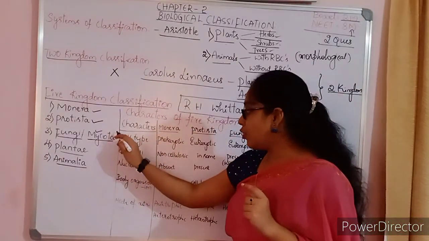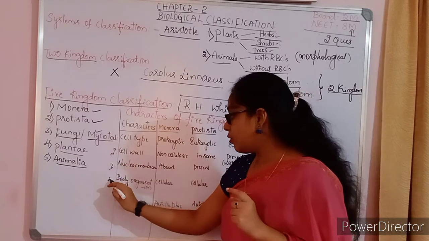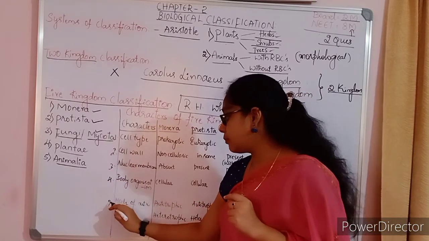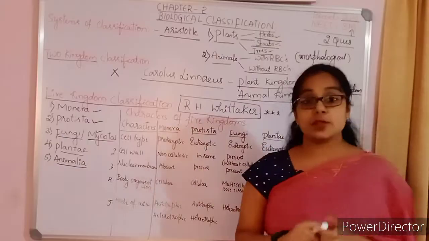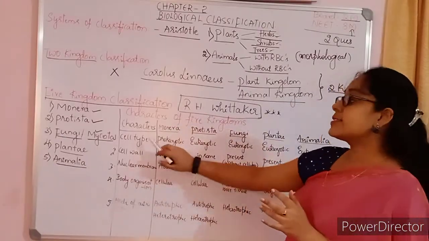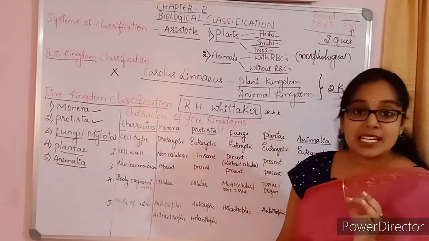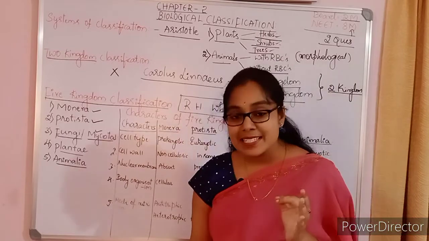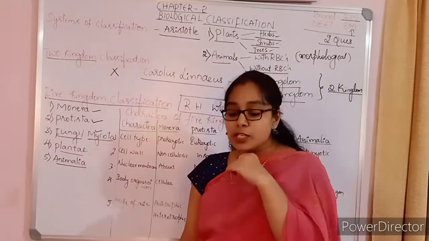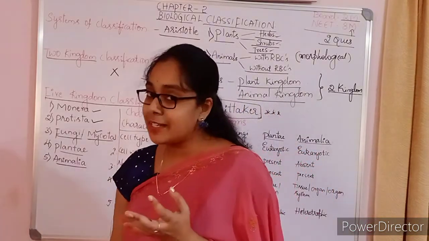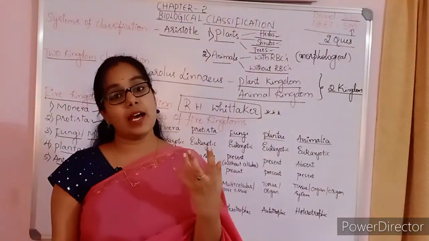So totally we have how many characters? 1, 2, 3, 4 and 5. Okay, so we have 5 characters here. So the first character is cell type. So this cell type is going to describe whether the organism is prokaryotic or eukaryotic. So in your lower classes you have already studied the differences between prokaryotes and as well as eukaryotes.